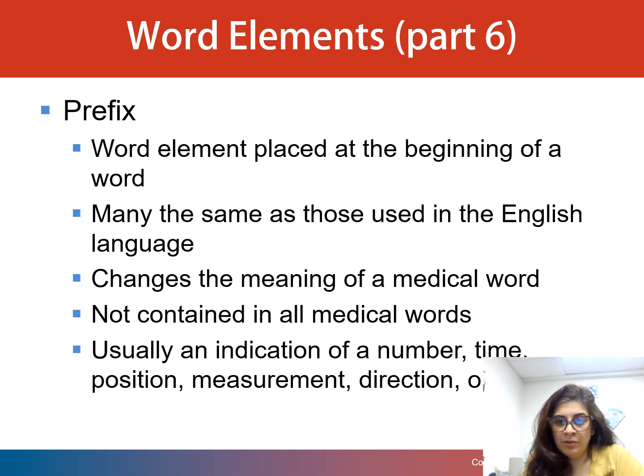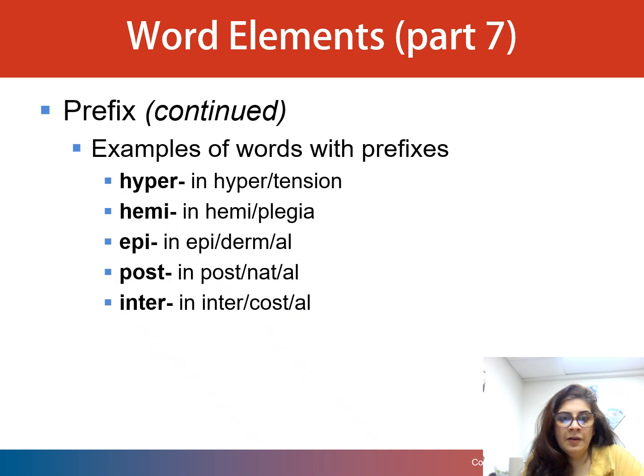So let's look at some of the examples here. Hyper means high, like in hypertension, hemiplegia, epidermal, and then postnatal and intercostal. So there are a lot of words. I do not expect you to know all of them, but just please go over all these examples.